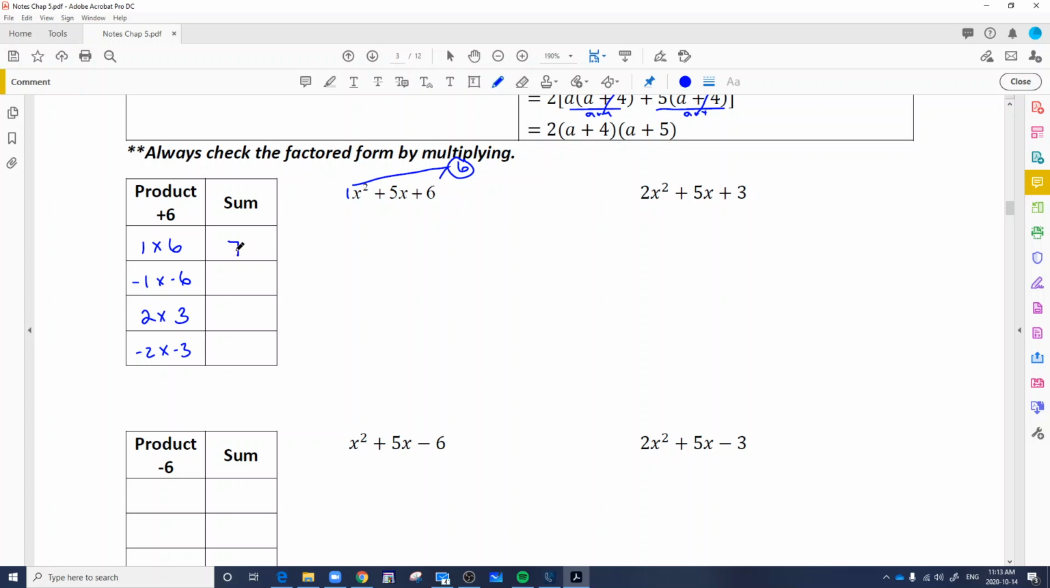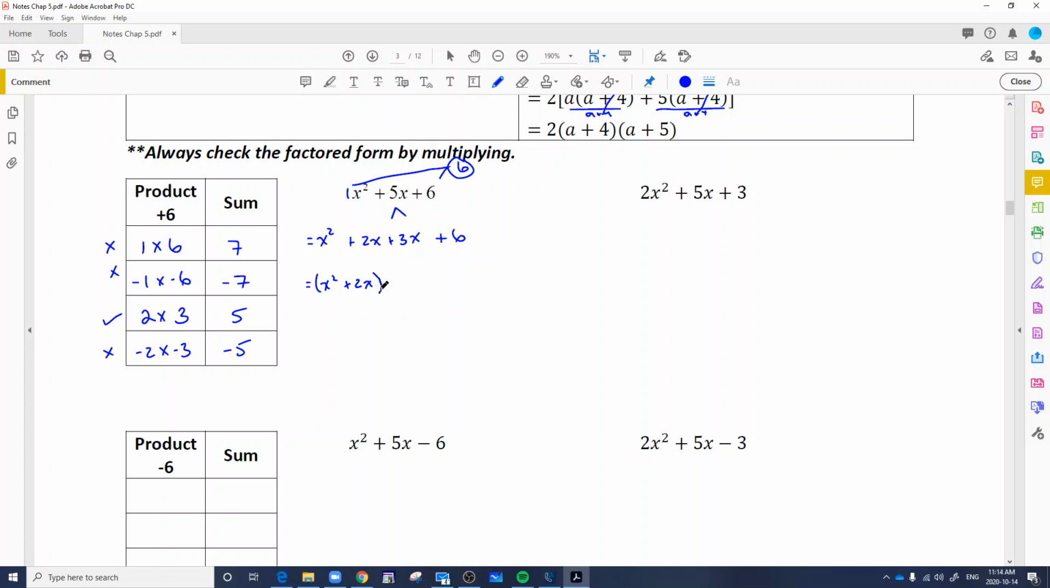Well, 1 and 6 makes 7. Negative 1 and negative 6 makes negative 7. So it's not either of these. Then 2 and 3 make 5, and I can stop there. Negative 2 and negative 3 make negative 5, but I'm not going to choose that one. This one worked. So I'm going to decompose that middle term. I'm going to rewrite my trinomial with x squared. Then I'm going to break 5x up into positive 2x and positive 3x. And then I'm going to put the plus 6 on the end. Then I'm going to factor by grouping. I'll do it the proper way. I know I didn't in the last video.